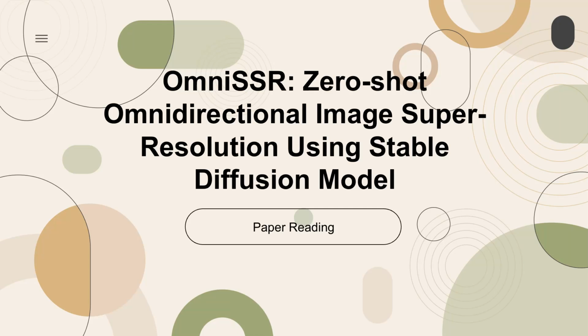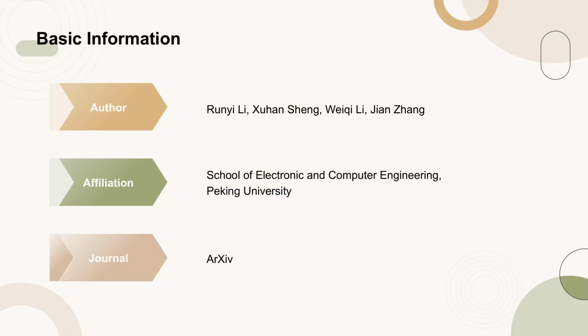Today's paper is titled OmniSSR, Zero-Shot Omnidirectional Image Super Resolution Using Stable Diffusion Model. This paper was published on arXiv by Runyi and colleagues from Peking University.